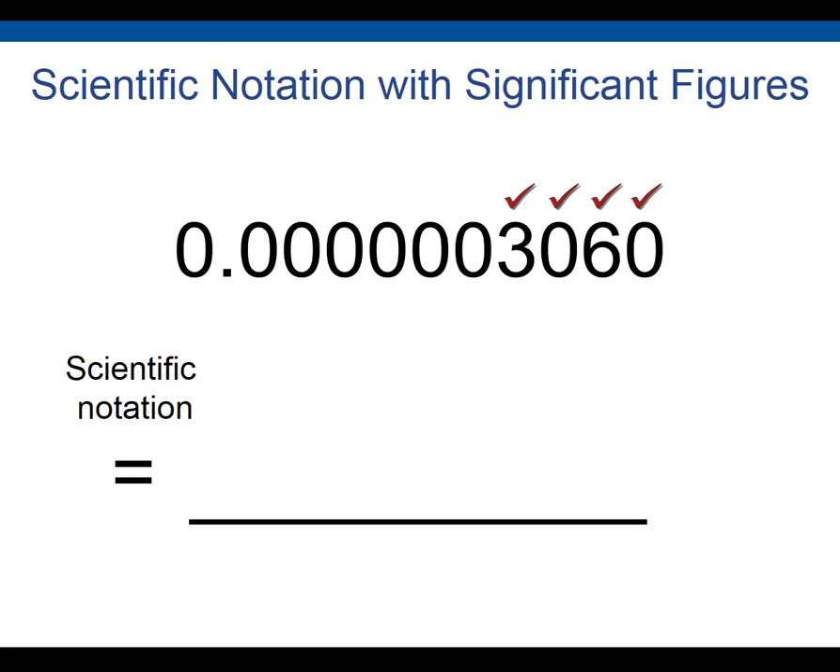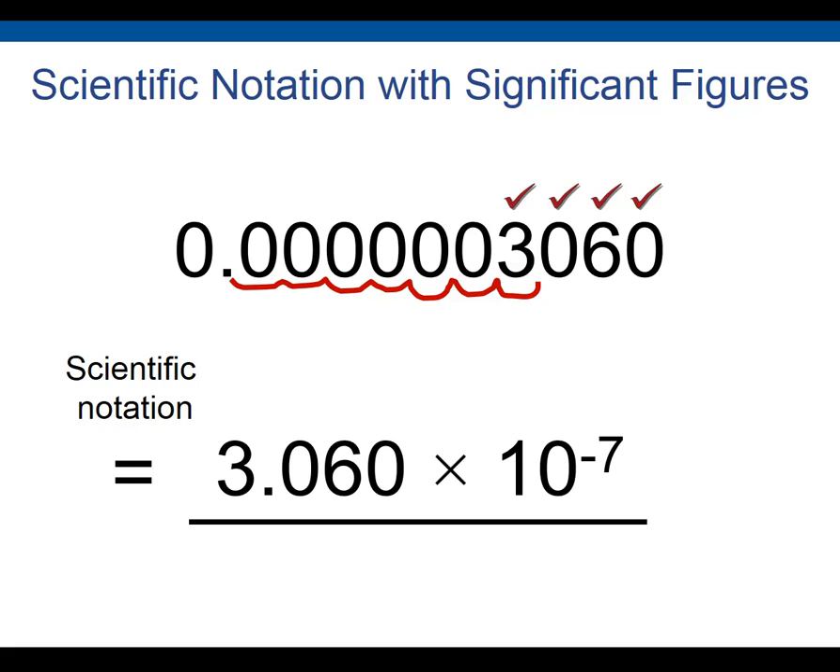And how can you convert this number into scientific notation? We have to write the number times 10 to the nth power, right? But we have to keep the significant figures. So for example, we have 4 significant figures here, and we have to keep the 4 significant figures. So 3.060 times 10 to the negative 7th power. Alright? So here you can see we have 3.060. This is important. We have to keep the number of significant figures.